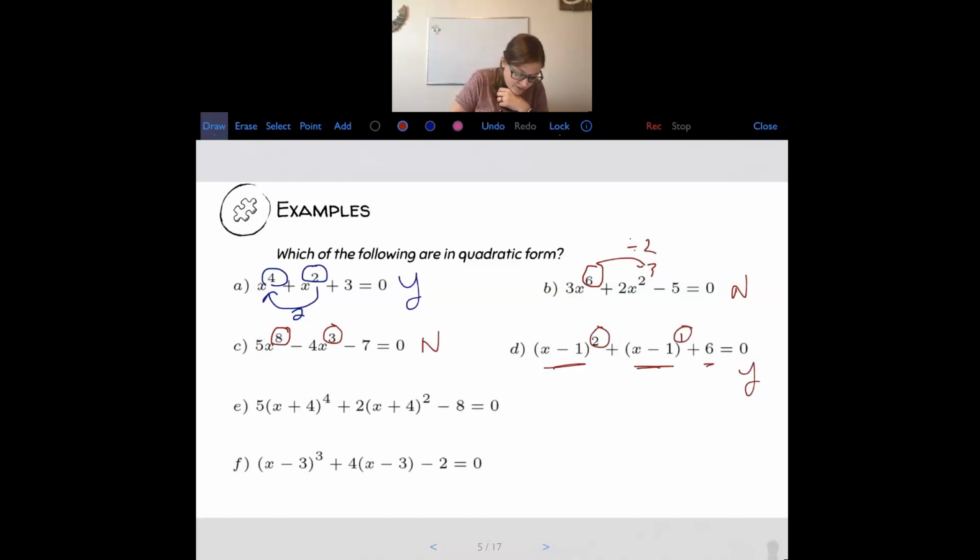Okay, example E, we have x plus 4 to the 4th, plus x plus 4 to the 2nd, minus 8. Again, 4 divided by 2 is 2, or 2 times 2 is 4. This one would be in quadratic form. And example F, x minus 3 to the 3rd plus 4 times x minus 3 to the 1st minus 2. 1 times 2 is not 3, so this one is not in quadratic form. Okay, so there's similarities there. And so we'll go over the process of solving equations in quadratic form, and then we'll do some examples.